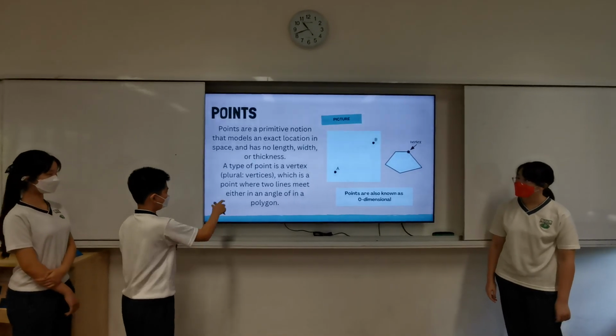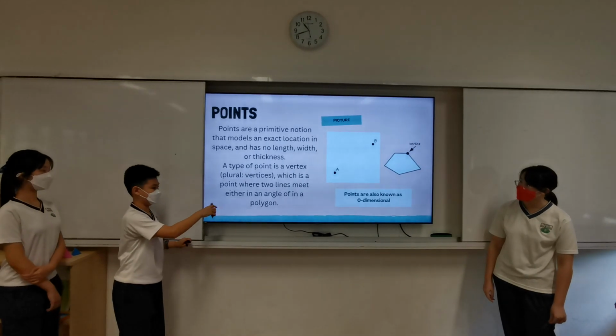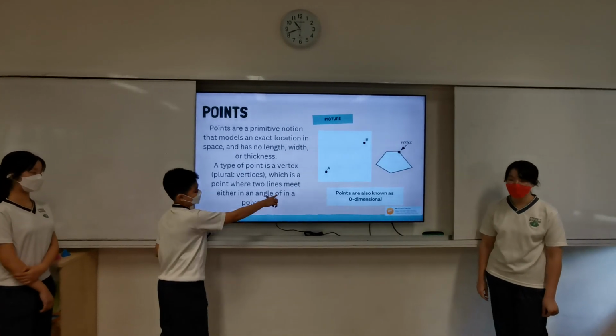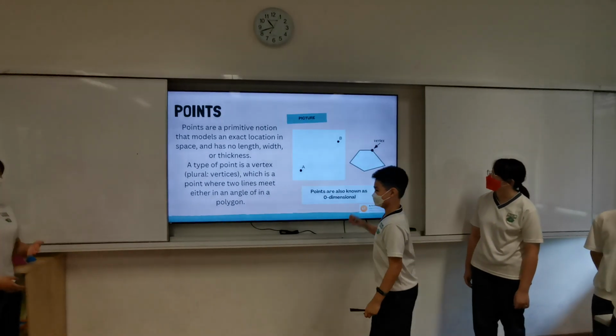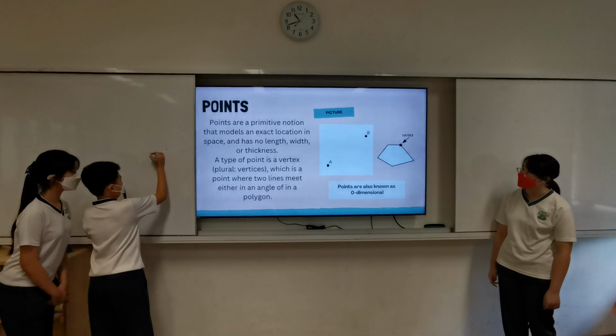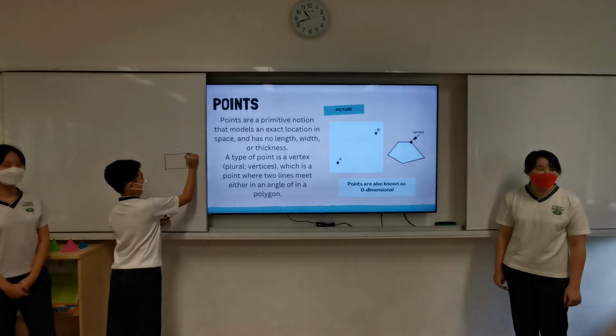This type of point is also called a vertex, which is a point where two lines meet at an angle. This is a vertex of a polygon. So like here we have the quadrilateral and then this is a vertex.